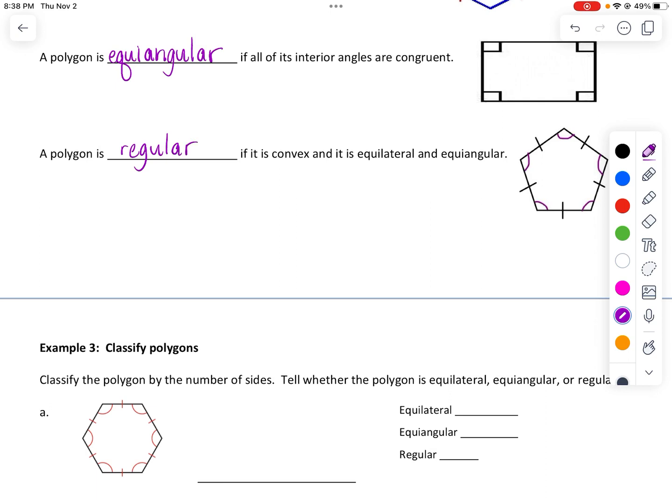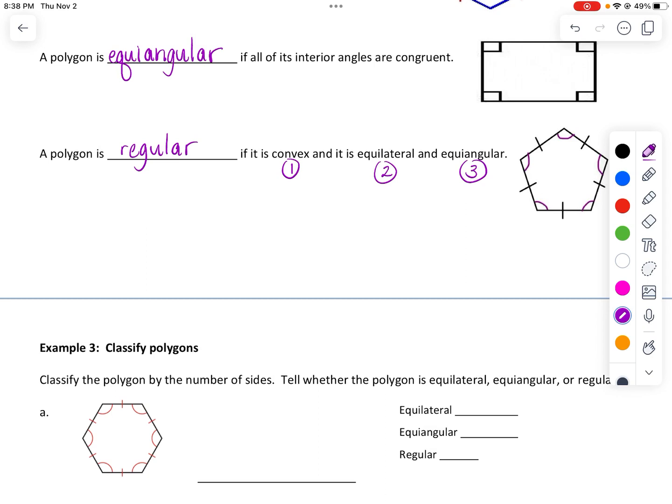Regular means it has to have 3 conditions. It has to be convex, that's your first condition, and it has to be equilateral, and it has to be equiangular. Remember, convex means it doesn't go in on itself, or in other words, if you trace the sides, you don't end up inside of the shape.